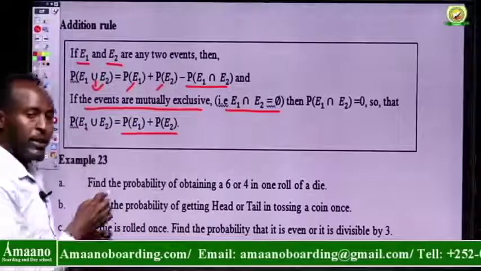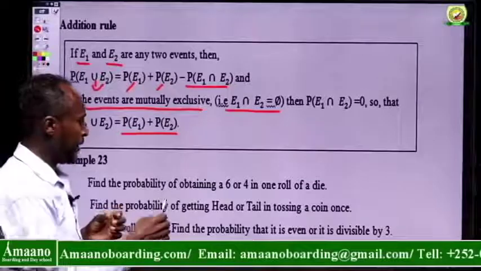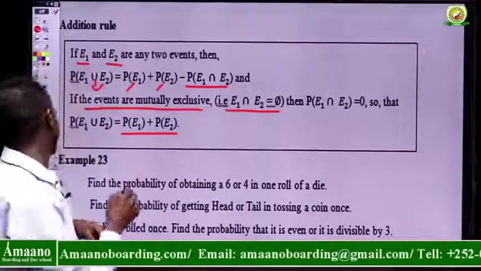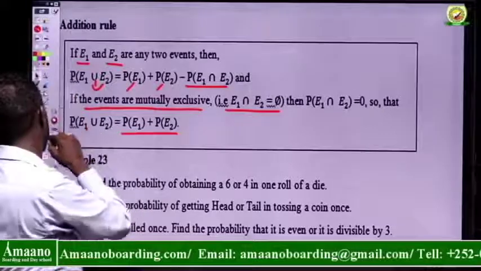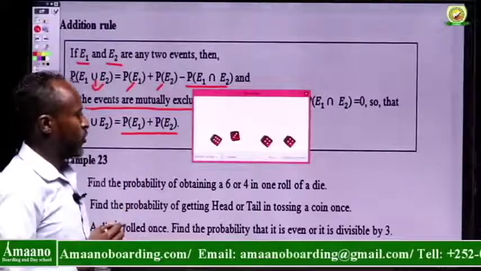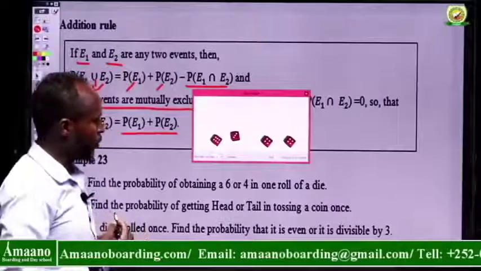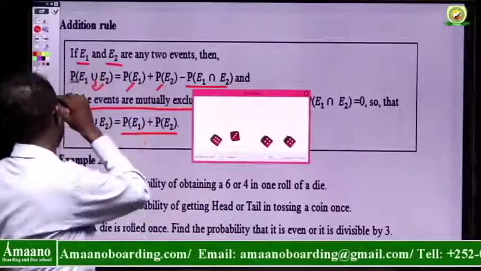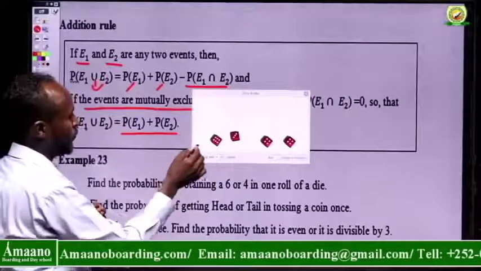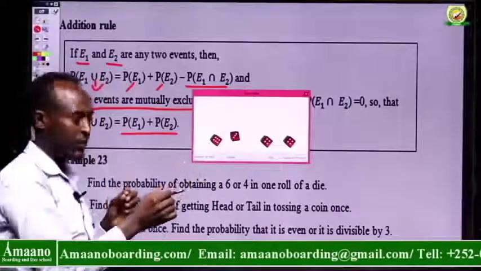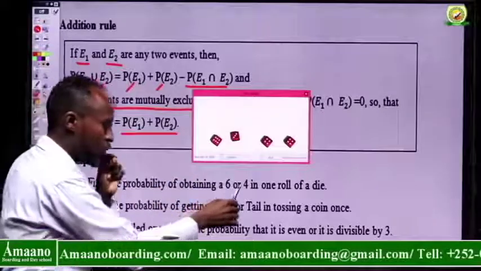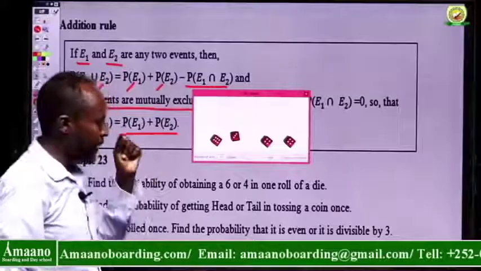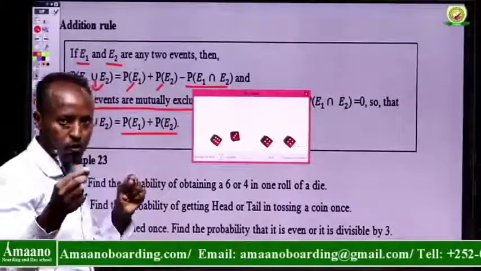Number one. Find the probability of obtaining 6 or 4 in one roll of a die. Look here, we have the die. We are asked to find the probability of getting 6 or 4 on a single roll of this die. We roll the die at once. We are asked to find the probability of 6 or 4, because it cannot occur at the same time, 4 and 6, but it can occur either 6 or 4.